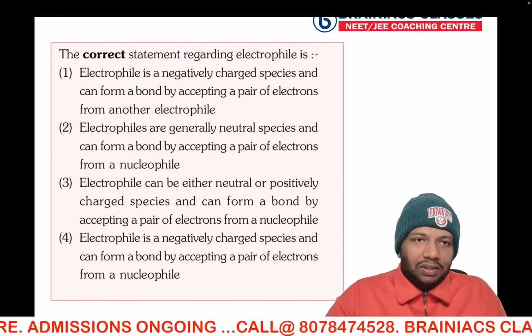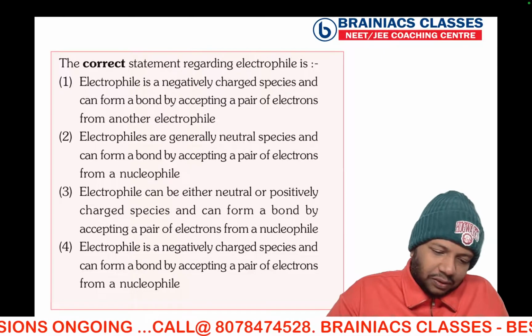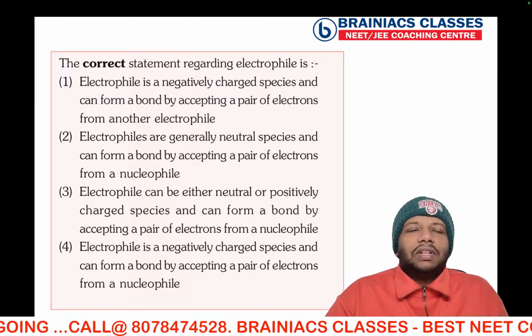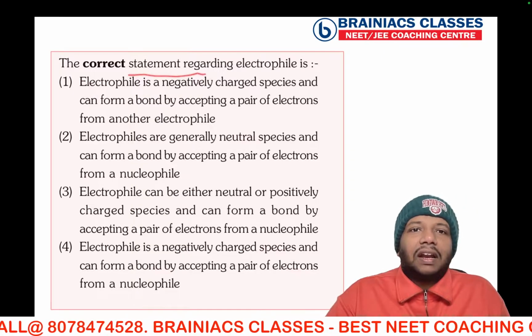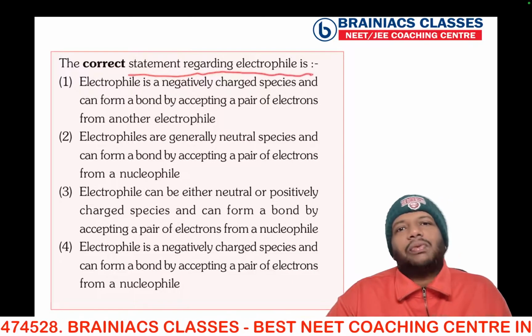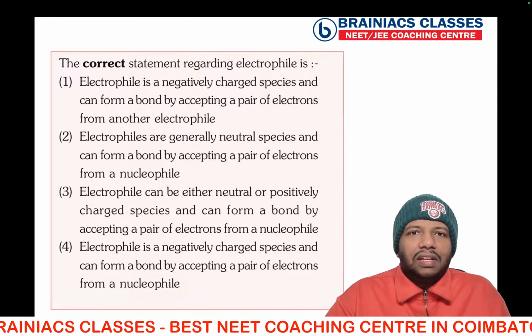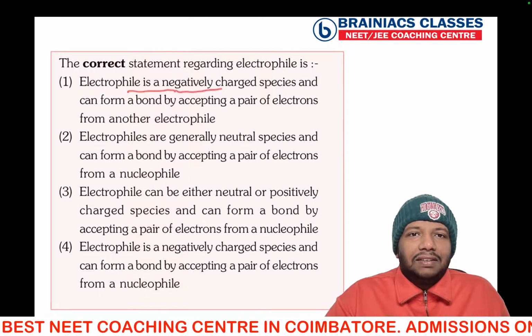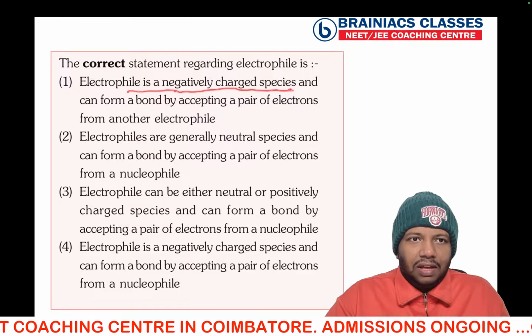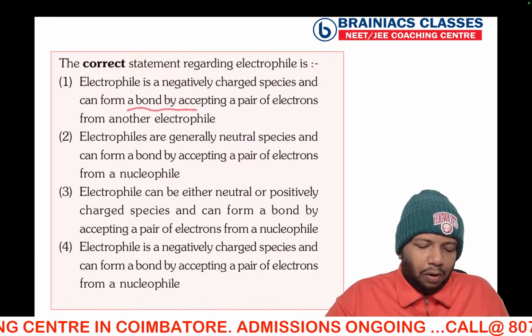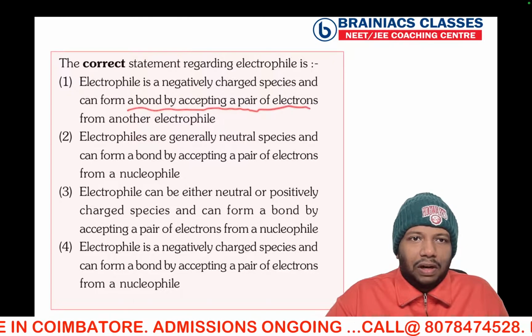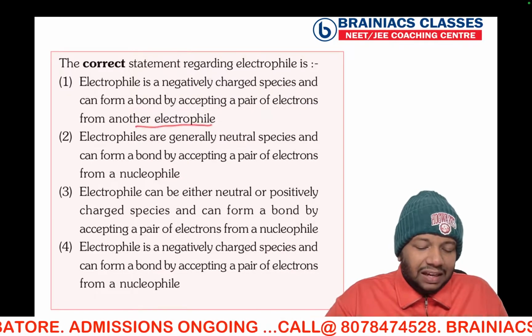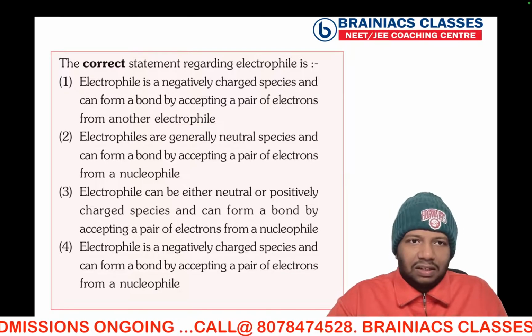So let's start with the question. I hope all of you could see the question. The question here is: the correct statement regarding an electrophile is. The various statements are mentioned. The first one says an electrophile is a negatively charged species, and it can form a bond by accepting a pair of electrons from another electrophile.